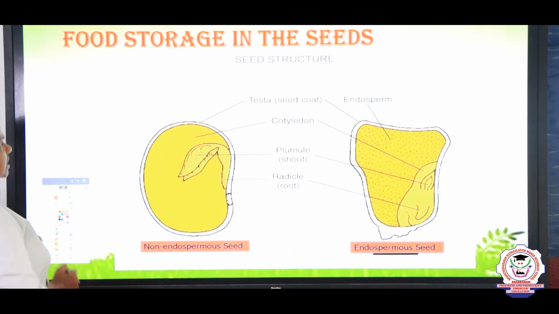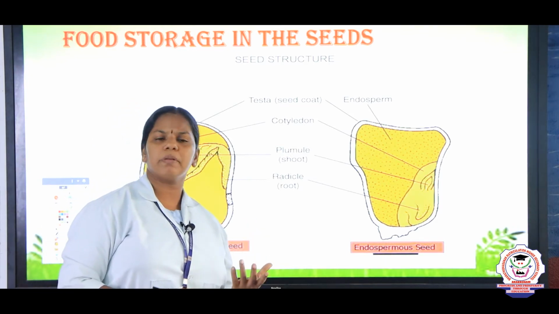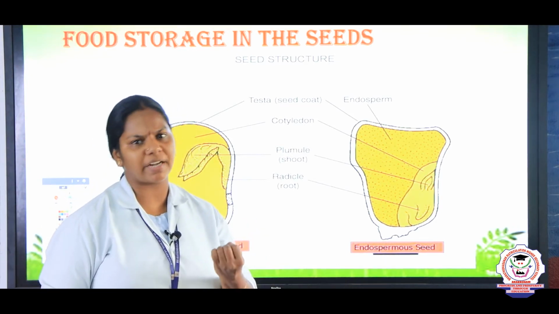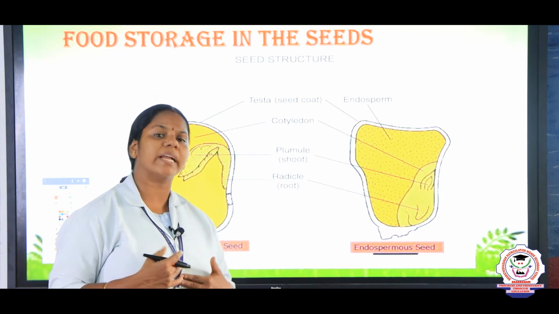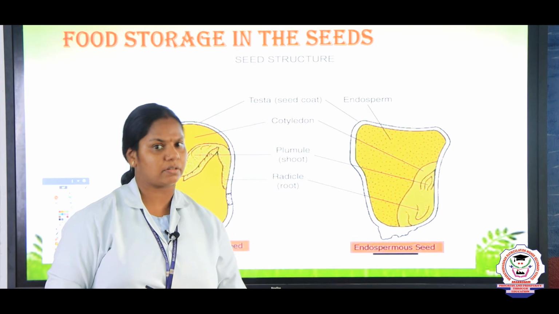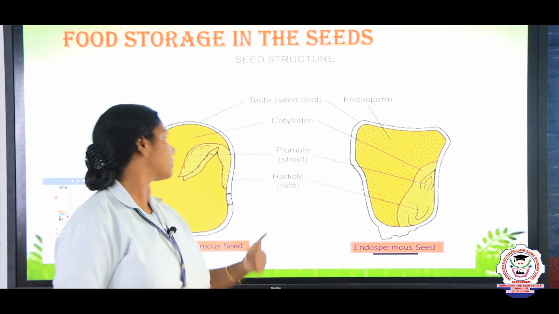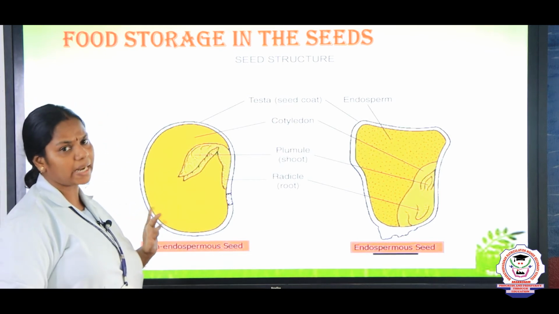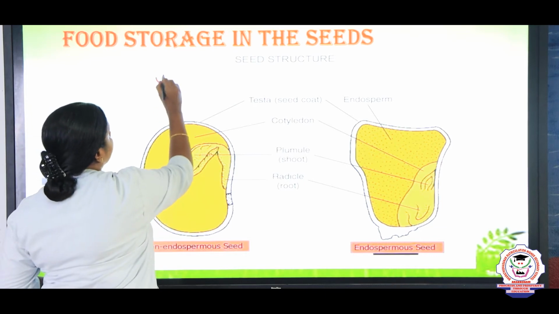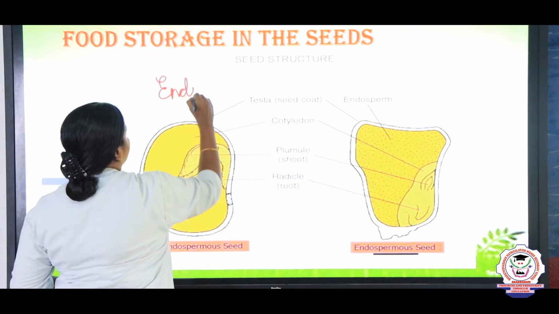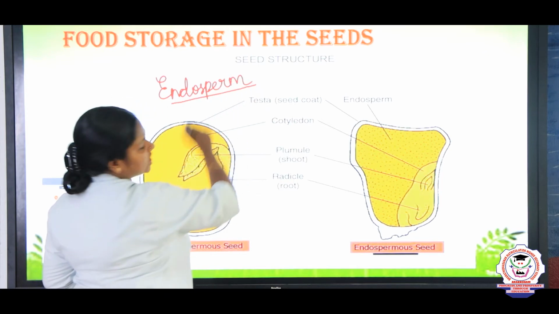And next we shall see about the food storage in the seeds, right? For example, the plant has to germinate, and it needs some nutrition. From where do we get it? When you are a kid, you get nutrition from your mother through the mother's milk. Likewise, the seed needs nutrition for its growth. So, how do the seeds get their nutrition? From the endosperm. Endosperm stores the food.